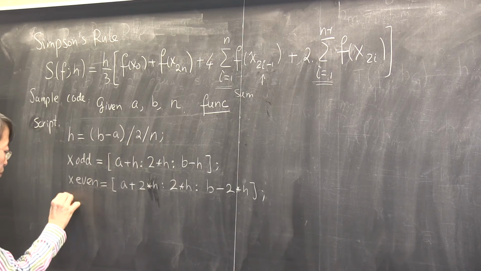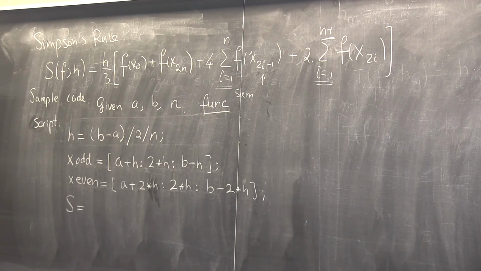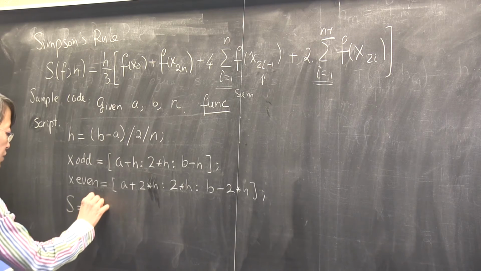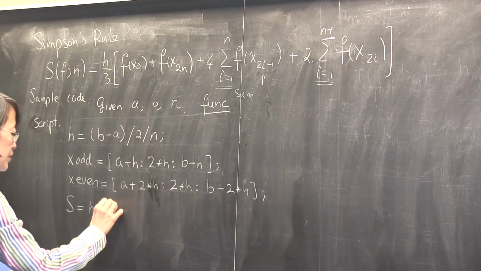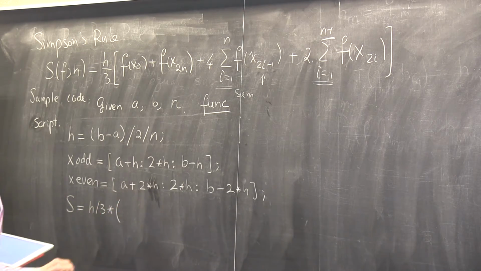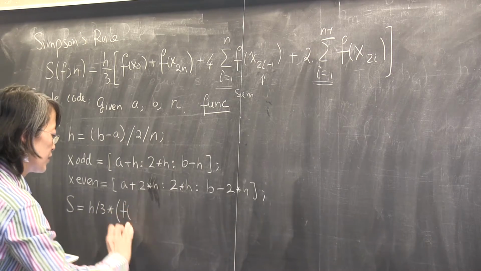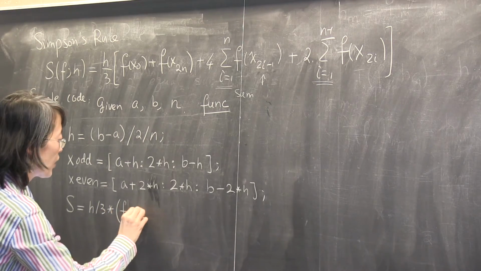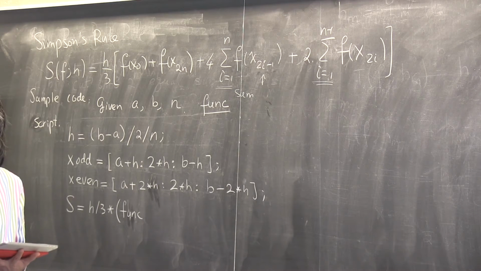Let's say s, capital S, will be the value for the Simpson's rule. You can just read through and write it up. So I will be having h divided by 3 multiplied by f. Okay, it's not f, it's func. I don't know why I chose func. It's so much shorter if I just chose f.